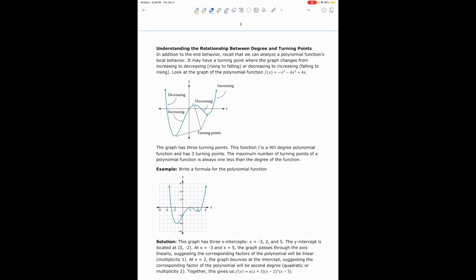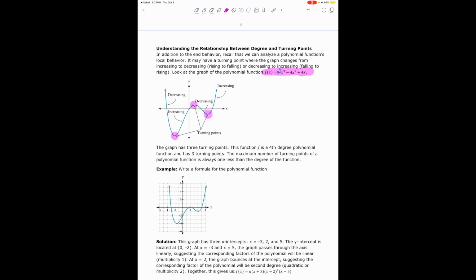In addition to the end behavior, recall that we can analyze the polynomial function's local behavior. It may have a turning point where the graph changes from increasing to decreasing, rising or falling, or decreasing to increasing, falling to rising. If you look at the graph of the polynomial function, I believe it is x to the fourth minus x cubed minus 4x squared plus 4x, you will see that it has this graph right here. The graph, as you can see here, has three turning points. Here is 1, here is 2, here is 3.